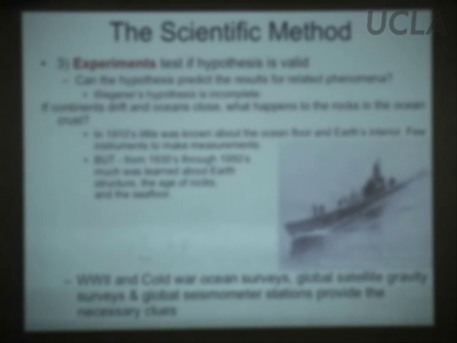So a critical issue for the scientific method is not just making observations and trying to come up with explanations for those observations, but this idea of a hypothesis, that the explanation you come up with should make predictions. It should actually extend beyond the observations that were the basis of your explanation in the first place.